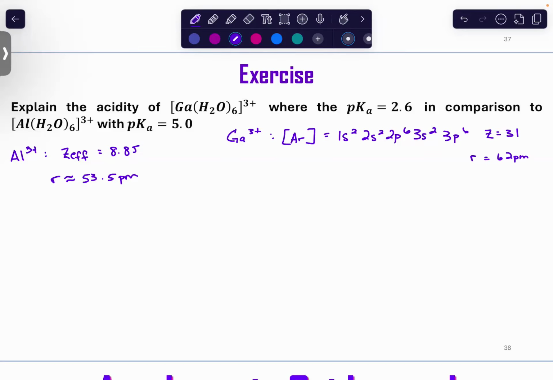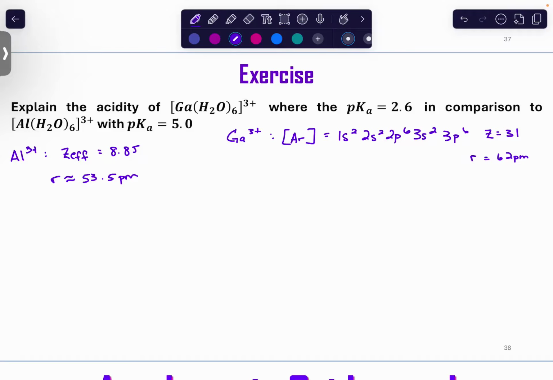Okay, and this is why I was like, shoot, I should have calculated the Z effective, because here we have a larger radius but a lower pKa, so that charge density is actually going to be the major player. Yeah, I'm going to ask a question. This might be stupid, but is there no d orbital here? Because isn't gallium in the fourth row?